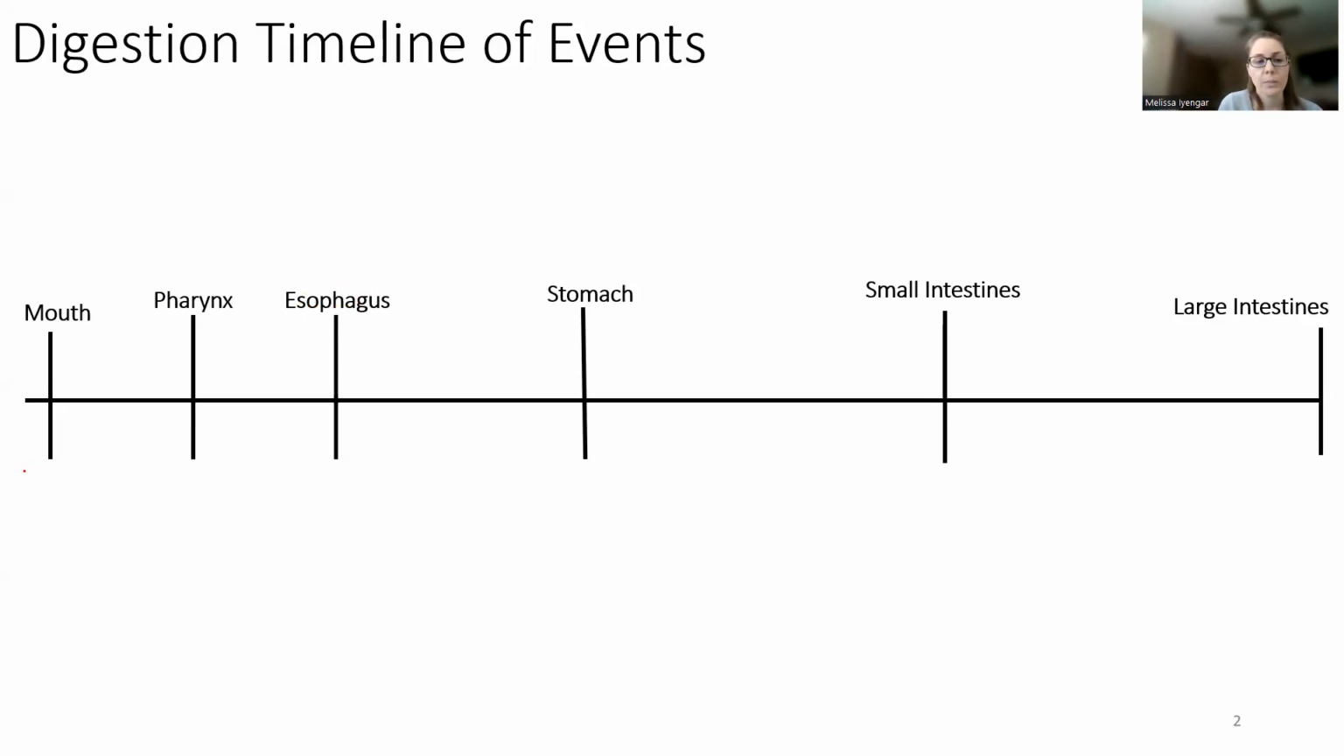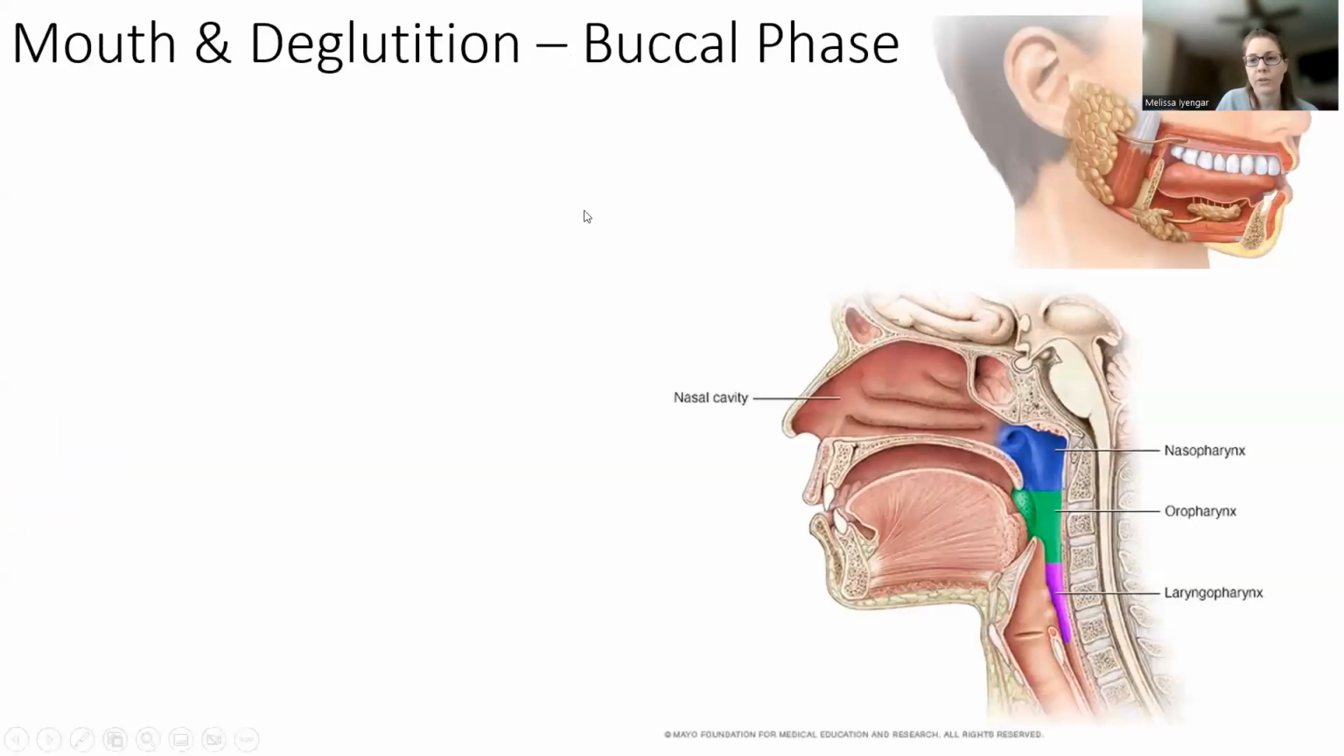Okay. So for the mouth, we have ingestion. This is the primary function. The mouth is also going to do parts of deglutition, and this is going to be the buccal phase. And then for the pharynx, we'll do the next part. Okay, so let's do the video for the mouth and for the buccal phase.